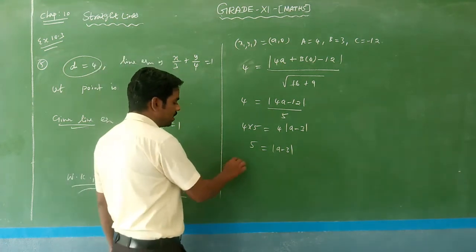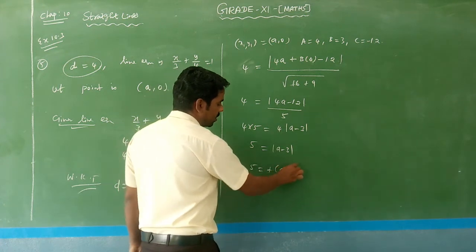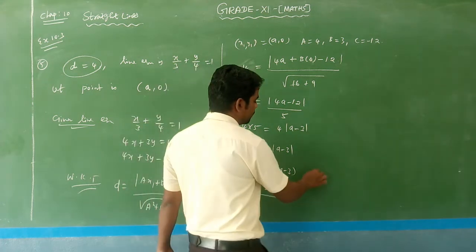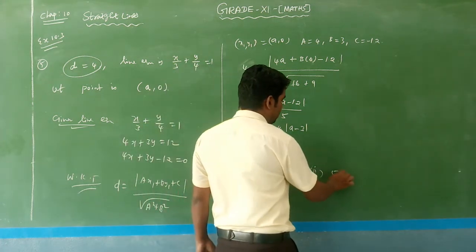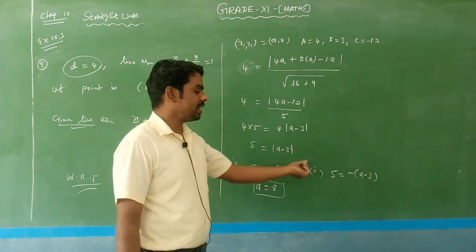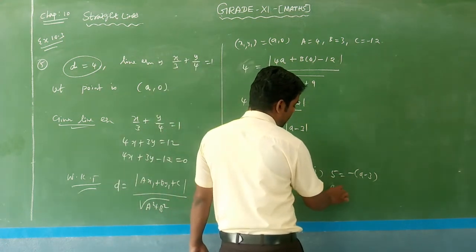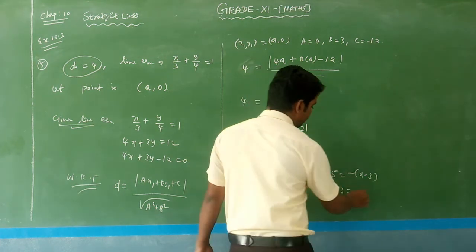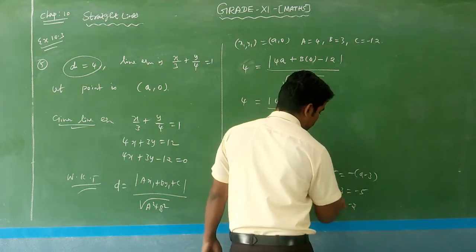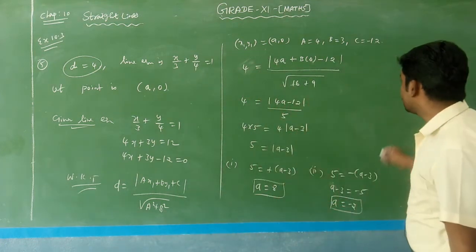So first, case 1: let us consider 5 is equal to plus a minus 3. Then a is equal to 5 plus 3, 8. And the second one: 5 is equal to minus of a minus 3. So here it is a modulus value, so we take the plus value and the minus value. So a minus 3 is equal to minus 5. So a is equal to minus 5 plus 3, that is minus 2. So the value a equal to 8 or a equal to minus 2.